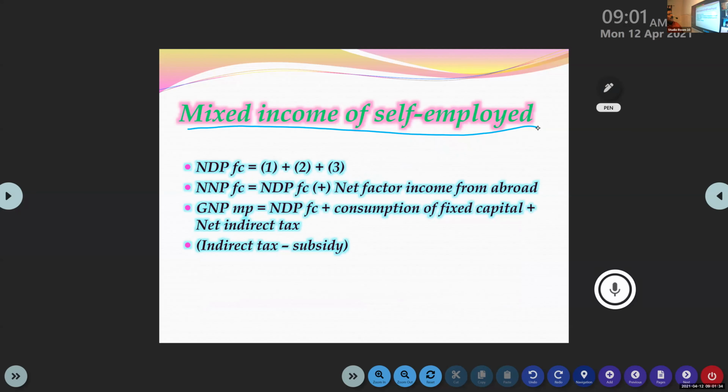Okay, so are you happy with that? Yes, fine. So that is also important. It's a third component. Okay, mixed income from the self-employed. Okay, clear. So write down.